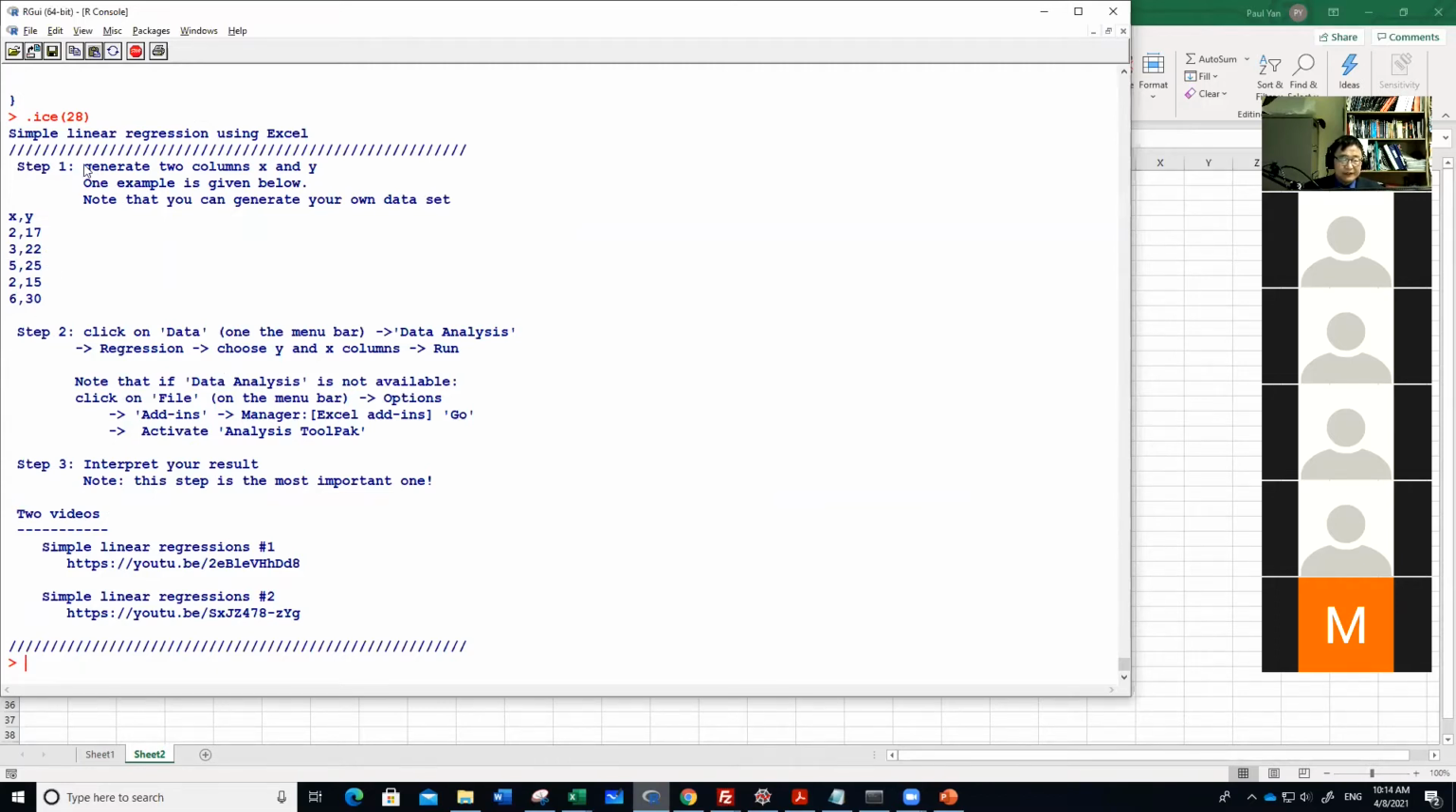So step 1, generate 2 columns, the X column and the Y column. Step 2, click data analysis, regression, choose the Y and X columns, run. Then we get the result. If data analysis is not available, I'm going to show you how to activate or deactivate data analysis. The most important thing is how to interpret the result. Last year I generated 2 videos. One is called simple linear regression, and another one is how to replicate specific items or statistics.